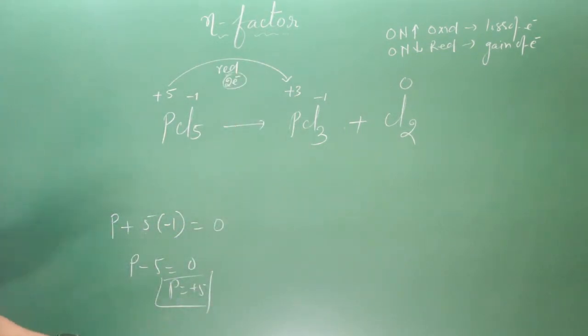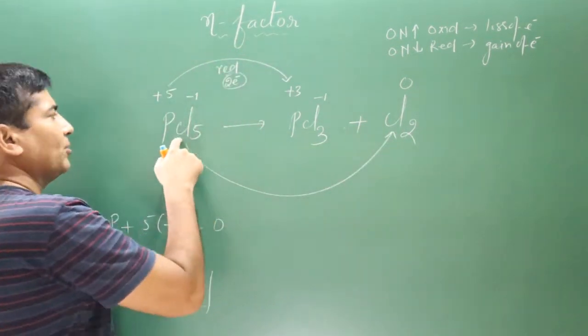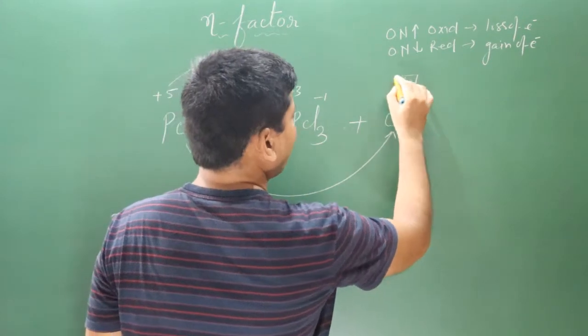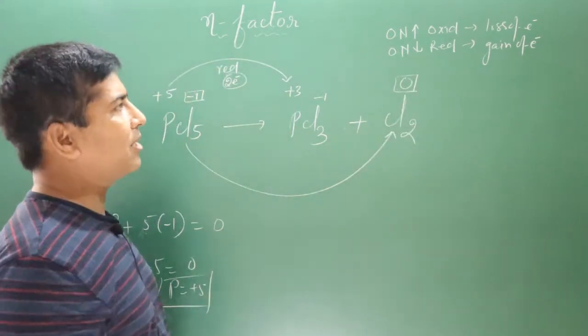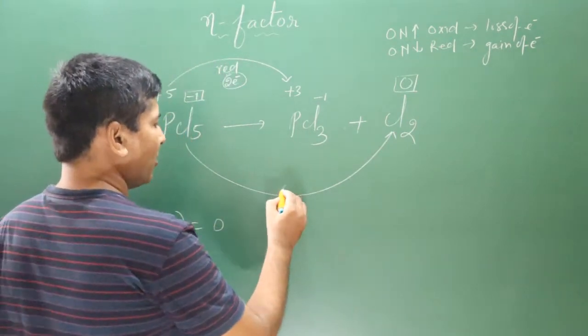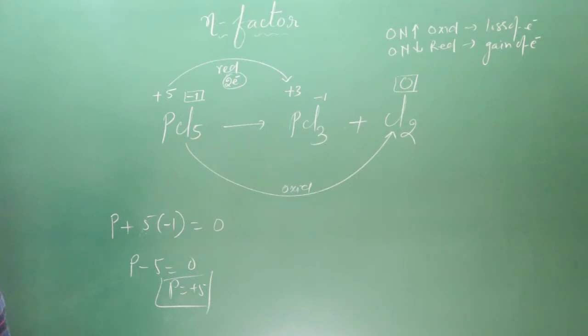Now we come to chlorine. Chlorine to chlorine. You can see chlorine is -1 on the left side, and on the other side it is 0. -1 to 0 is an increase in oxidation number, and an increase in oxidation number is always oxidation. We have oxidation. In oxidation, there is always loss of electrons. Now we can find the difference in oxidation number.